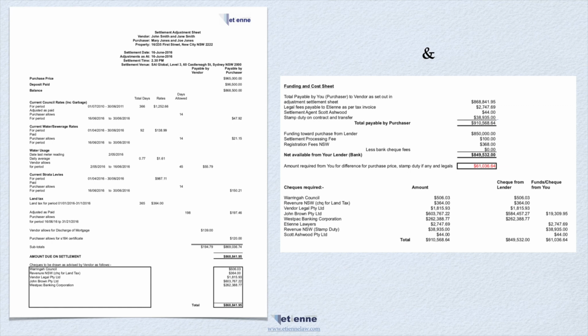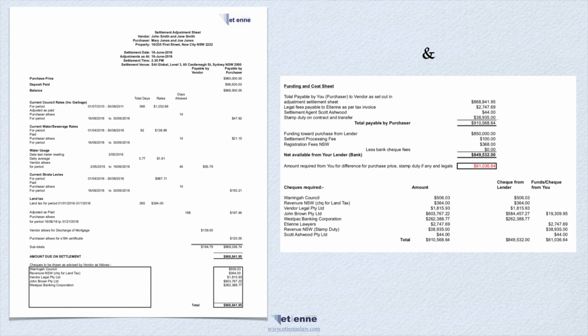The reasons we send these two documents are: one, for you to see how much your lender is providing, and if there is a shortfall, for you to take that matter up with the lender, or for you to know how much of a shortfall you are required to make up. As you can see from the funding and cost sheet, the amount you need to pay in this particular example is $61,036.64.